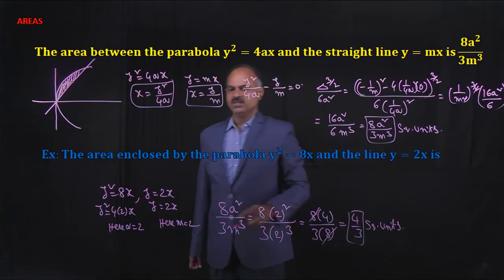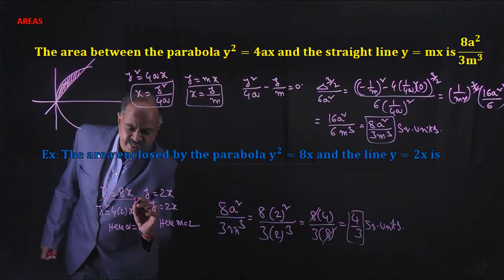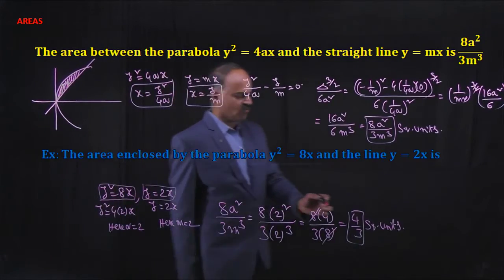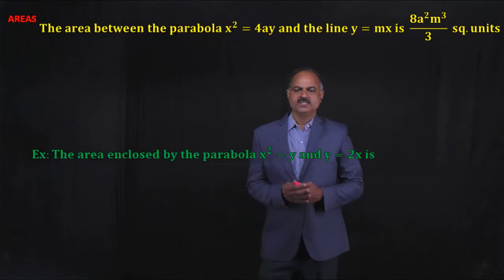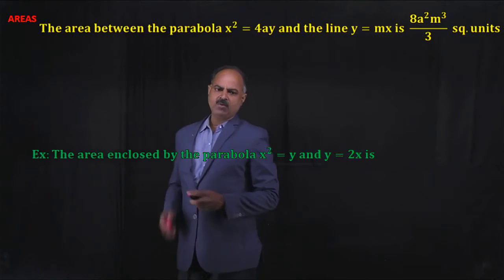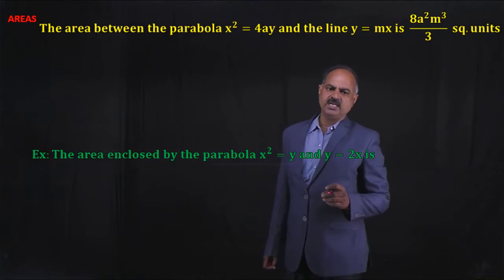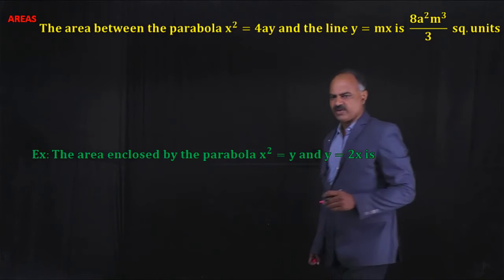So therefore, the area of the region bounded by the parabola y square equal to 8x and the line y is equal to 2x is 4 by 3 square units. Next formula: the area between the parabola x square equal to 4ay and the line y is equal to mx is 8a square m cube by 3 square units.